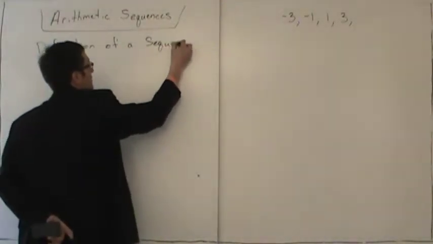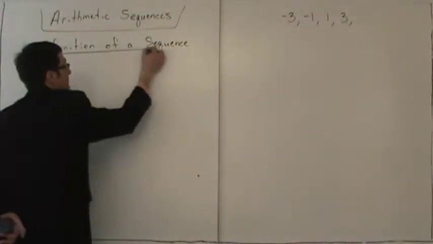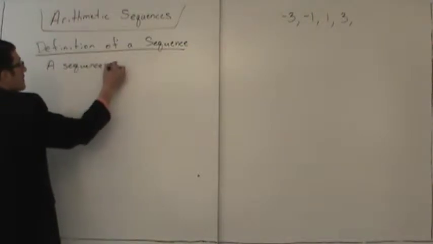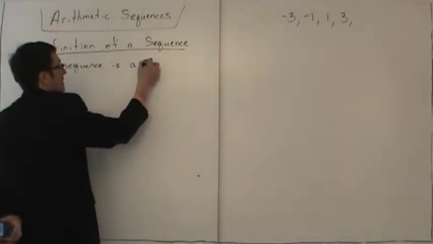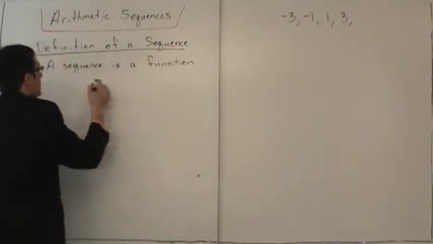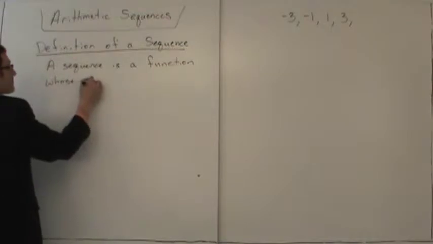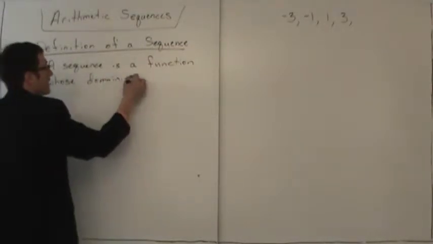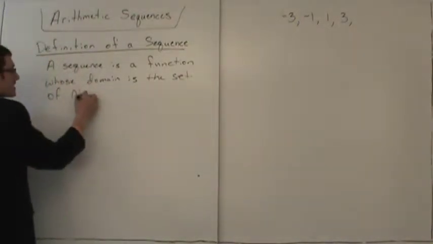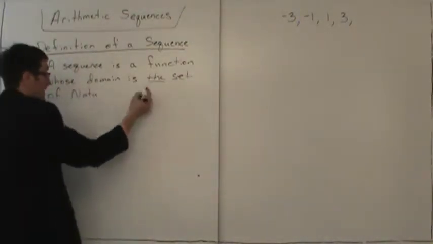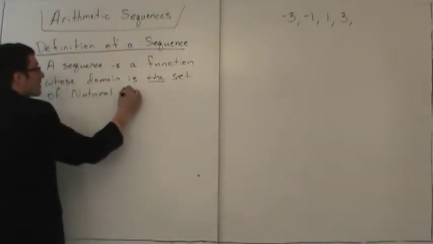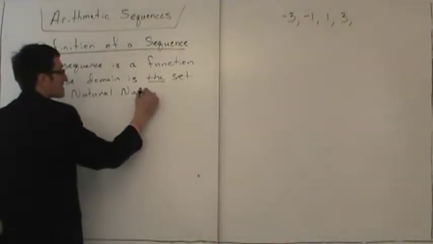What is a sequence? A sequence is a function, so it can be graphed. A sequence is a function whose domain is the set of natural numbers. The set, not a set. The set of natural numbers. Numbers that are simple numbers.